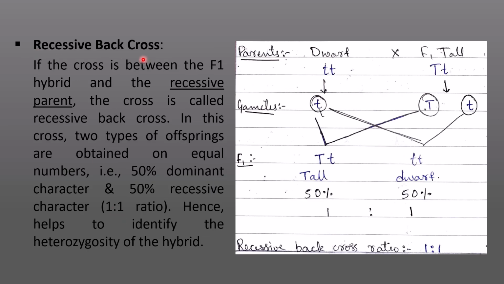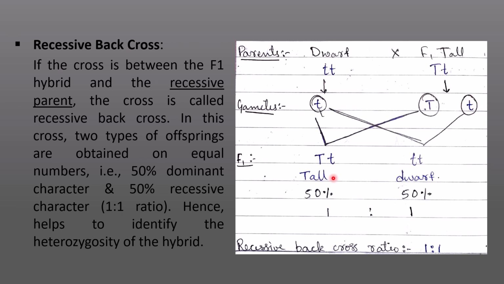Now what happens in a recessive backcross is, it is a cross between the F1 hybrid and the recessive parent. The cross between the F1 hybrid back with the recessive parent is called a recessive backcross. In this particular cross, the dwarf parent produces only one type of gamete, small t, whereas, as seen before, the F1 hybrid produces two types of gametes, capital T and small t.